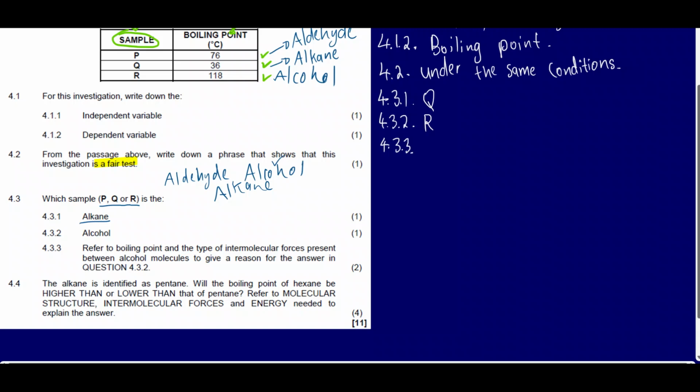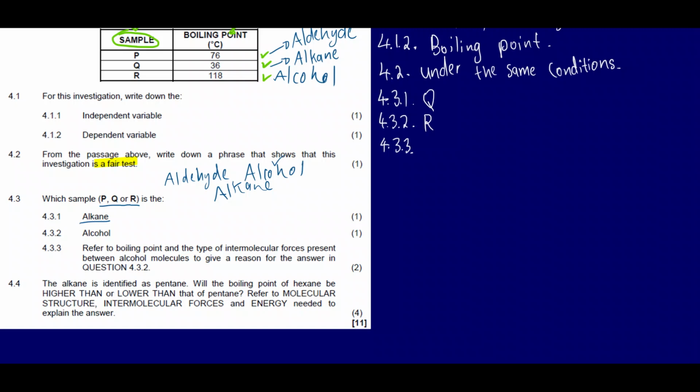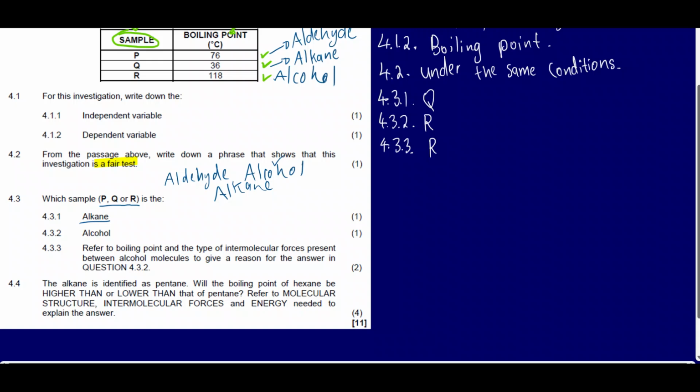So 4.3.3: refer to the boiling point and the type of intermolecular forces present between alcohol molecules to give a reason for the answer in question 4.3.2. So you have to refer to the types of forces and the boiling point. R has the highest boiling point. Why are we saying that?